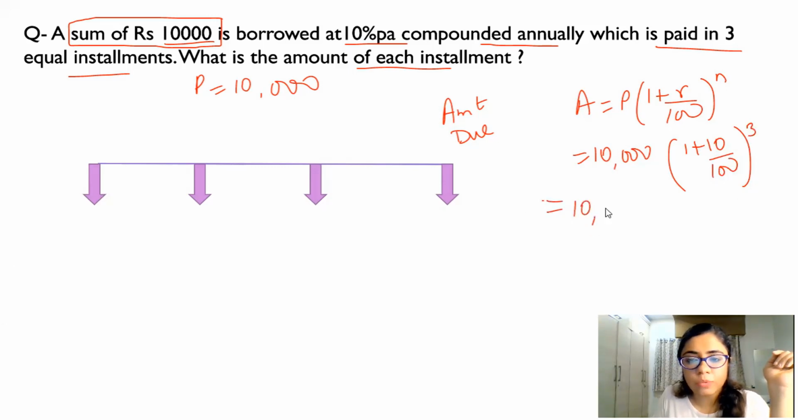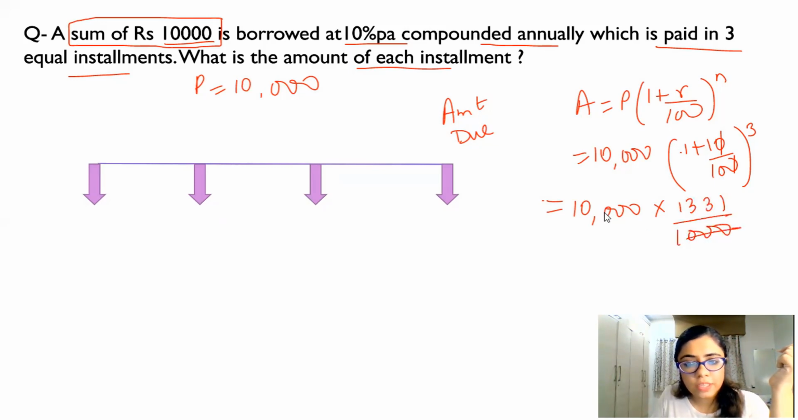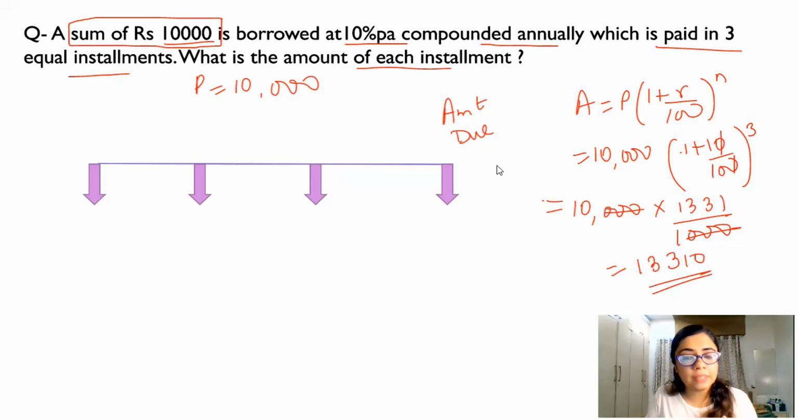So this will become 10,000 into, the 0 will get cancelled, 10 plus 1 is 11 upon 10. So that will be 11 upon 10 cube. 11 cube is 1331, 10 cube is 1000. So your zeros will get cancelled. This will become 13,310. This is the amount due. This is the money I'm supposed to pay to the bank at the end of 3 years.